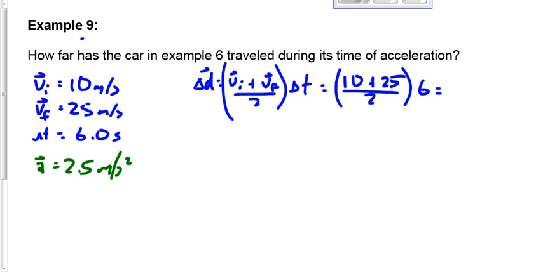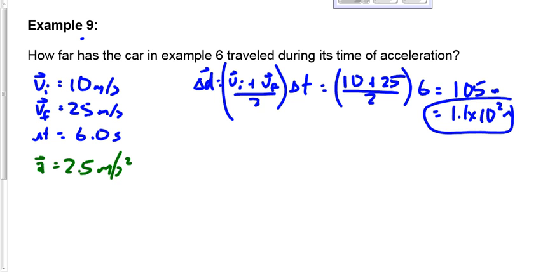17.5 times 6 is, what is it? 15 times 6 is 90. 2.5 times 6 is 15. So 105. 105 meters, although we would round it to 1.1 times 10 to the 2 meters because it should be 2 significant figures, right? That works, right?